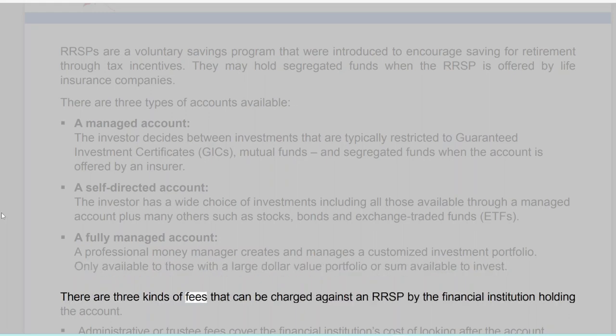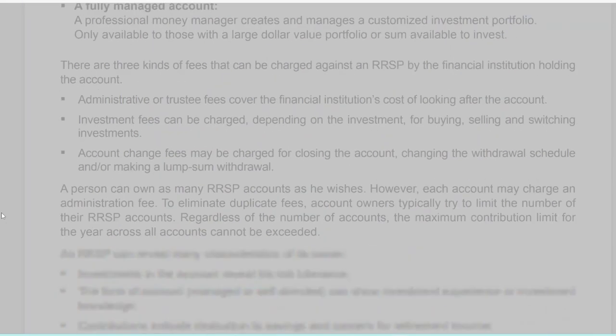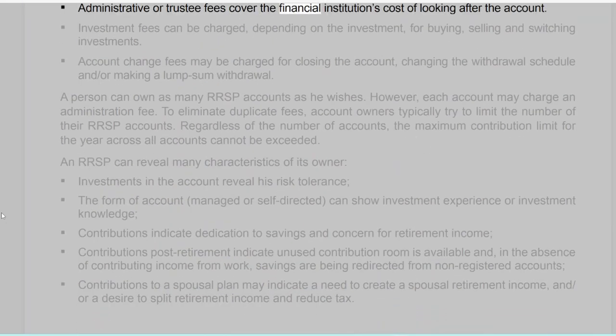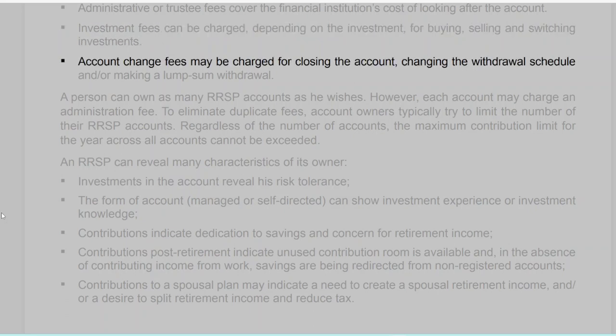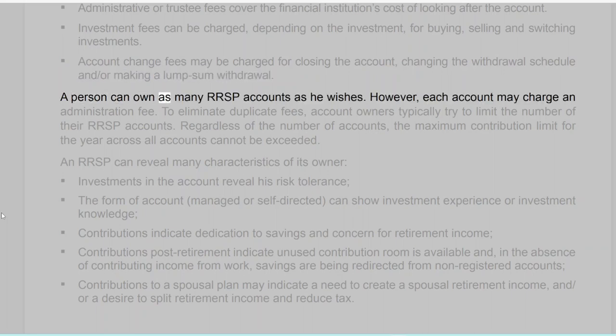There are three kinds of fees that can be charged against an RRSP by the financial institution holding the account. Administrative or trustee fees cover the financial institution's cost of looking after the account. Investment fees can be charged, depending on the investment, for buying, selling, and switching investments. Account change fees may be charged for closing the account, changing the withdrawal schedule, and/or making a lump sum withdrawal.